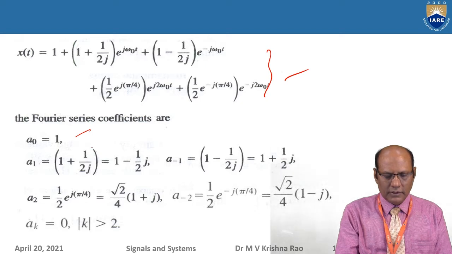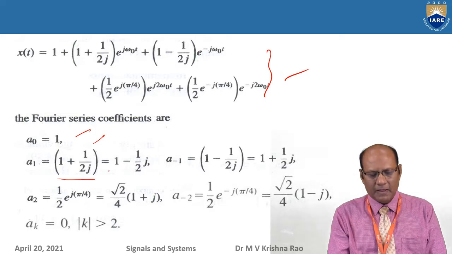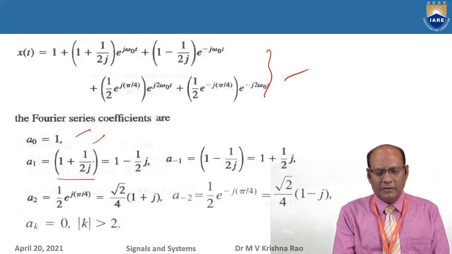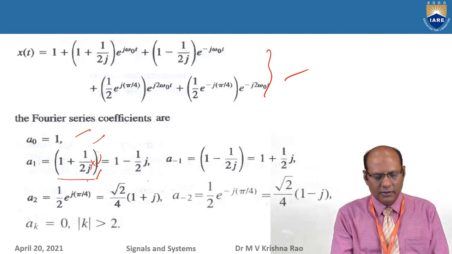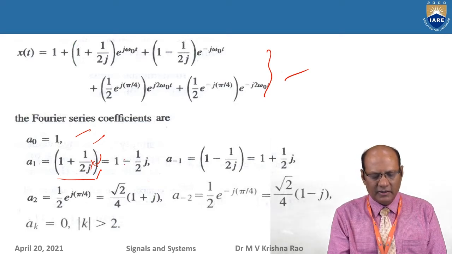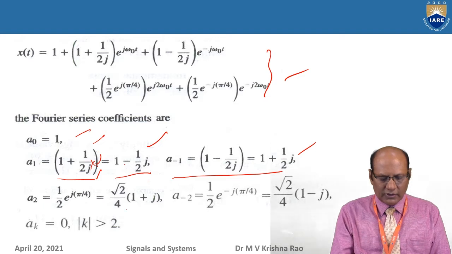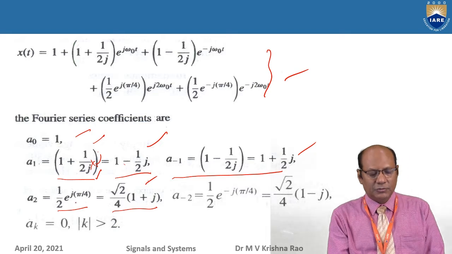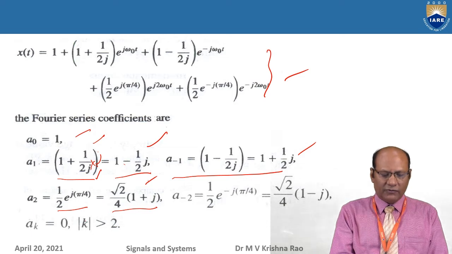A1 equal to 1 plus 1 by 2j. I want to bring this j, so multiply numerator and denominator by j here. So I have j divided by 2j square, so minus, and by simplifying I will get this. In the same way, A minus 1 is 1 plus half j. Then A2, by simplifying you will get this. This is e to the power of j pi by 4. Pi by 4 means it is nothing but 45 degrees.